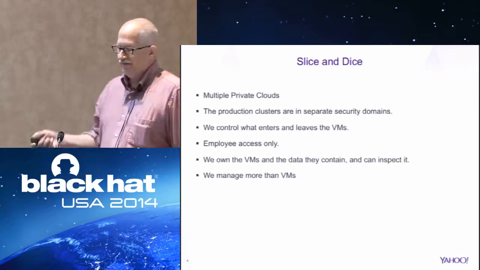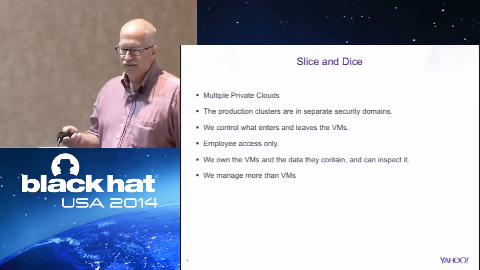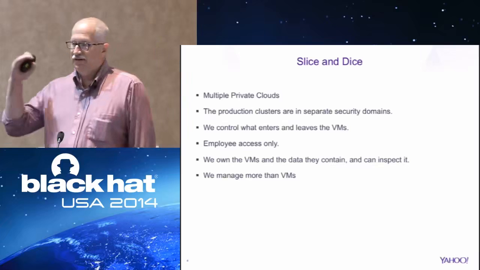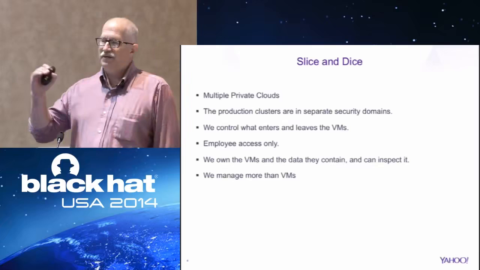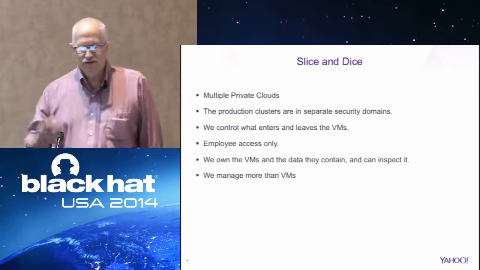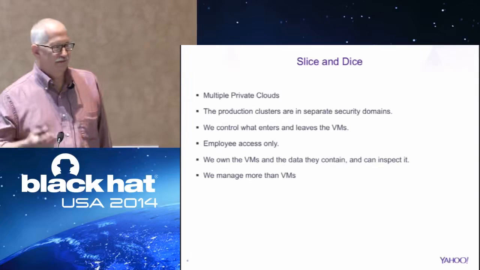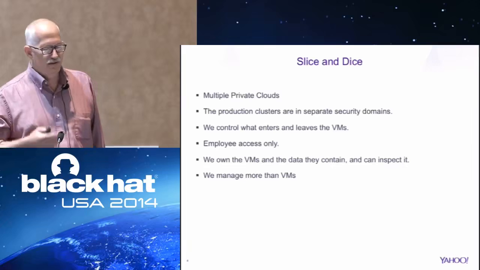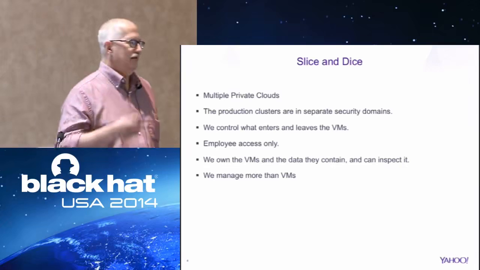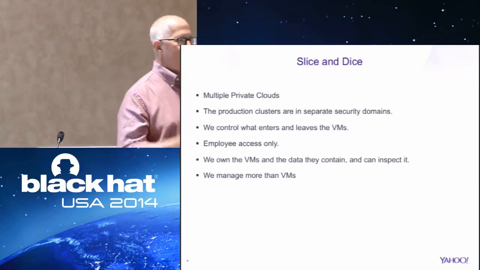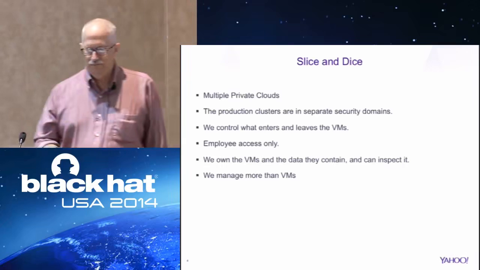Now, since we're a private cloud, we can actually dice it finer. In production, our network is divided into security domains, primarily based upon the type of data. Now, why do we do this? We do this because we don't want to give people who have access to one type of data access to other kinds of data they don't need to get to.